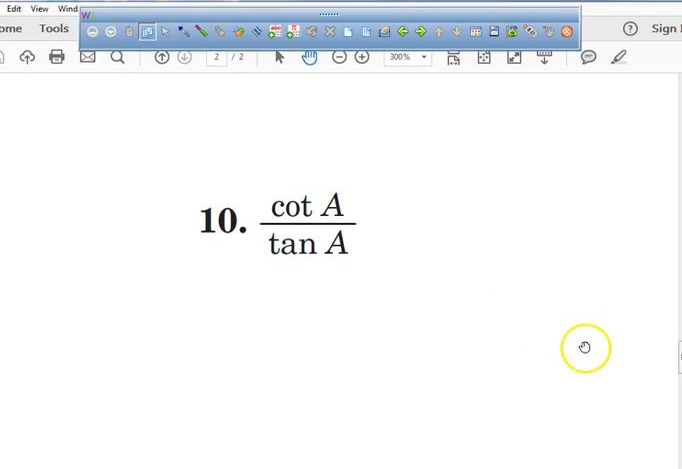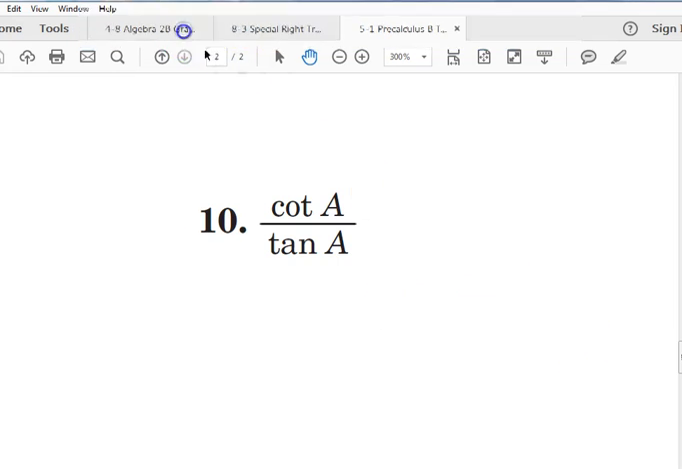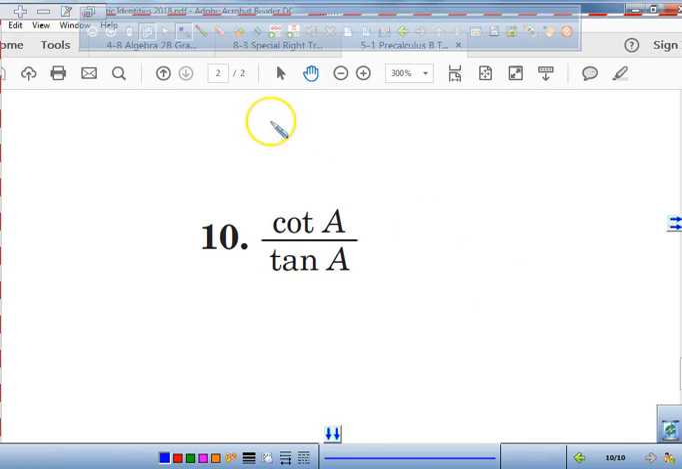All right. Problem number 10. What is the cotangent of A all by itself equal? By the way, could you guys look at your quotient identities? What's the cotangent of A equal to? Look at your quotient identities, top right-hand corner of your page. What is the cotangent equal to? Cosine over sine. So it's the cosine of A over the sine of A.